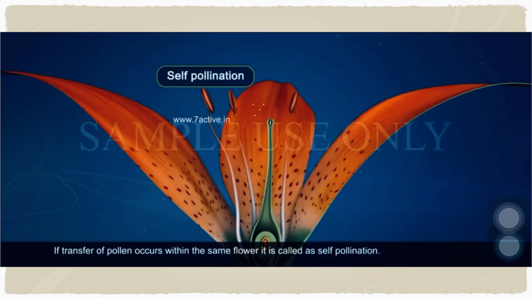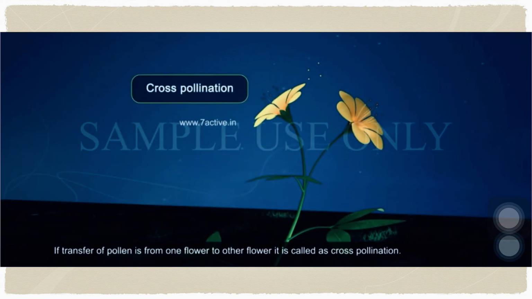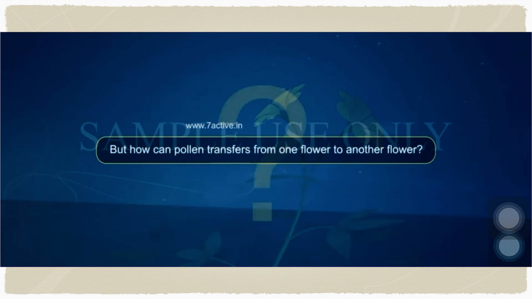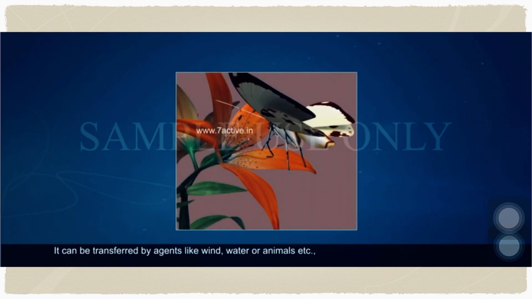If transfer of pollen occurs within the same flower, it is called self-pollination. If transfer of pollen is from one flower to another, it is called cross-pollination. But how can pollen transfer from one flower to another flower? It can be transferred by agents like wind, water, or animals, etc.